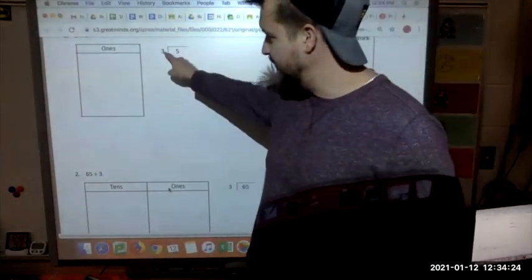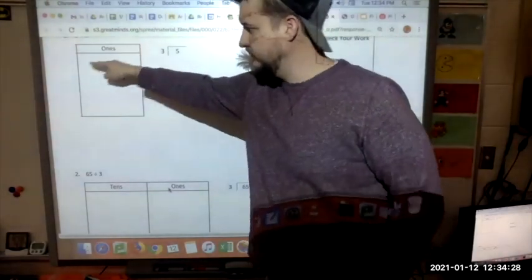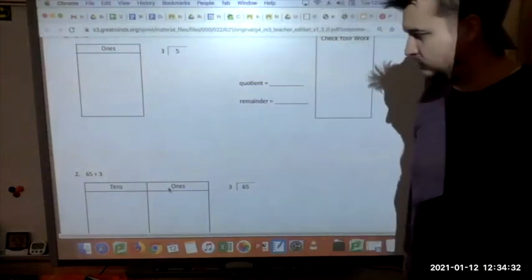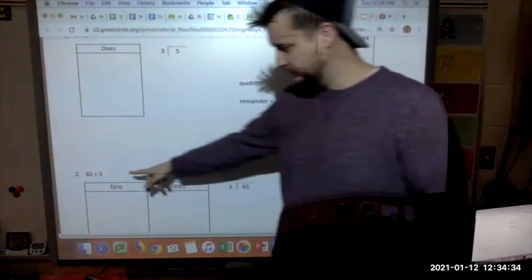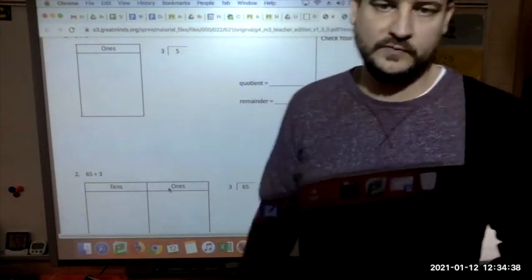We have 5, we're dividing by 3. So you need to work that one out. Draw your 5 little dots, make your 3 groups, okay? Check your work with multiplication. This one's a little tougher. 65 divided by 3. Okay, we will go over this tomorrow.